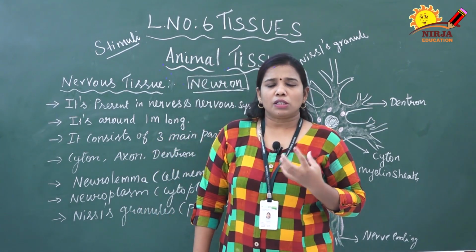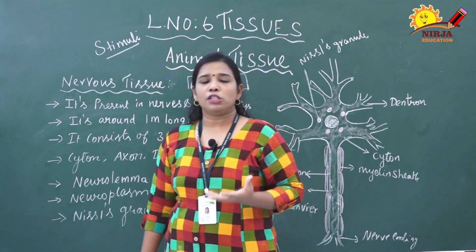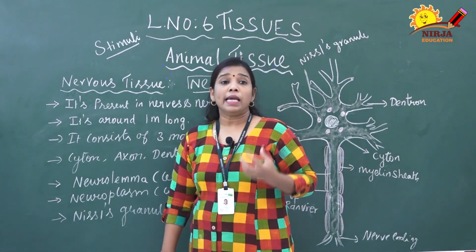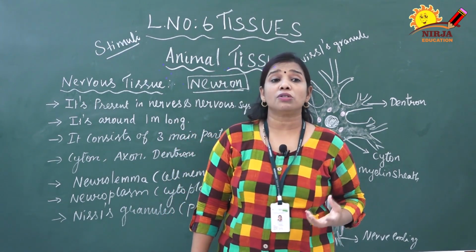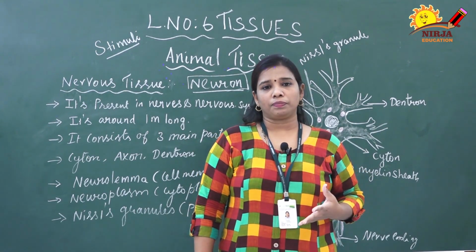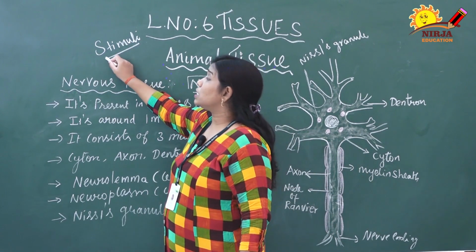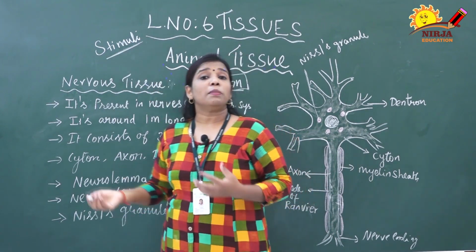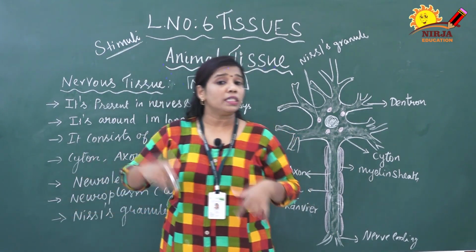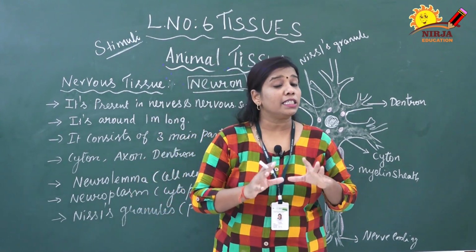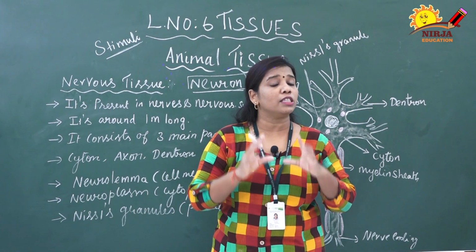These nerve tissues are a highly specialized tissue. Why? Because it helps in transmitting messages within our body. The message we can call a stimulus. It transfers the message from outside the body to inside, or inside the body to outside. So that is the reason we say nerve tissue is a highly specialized tissue.